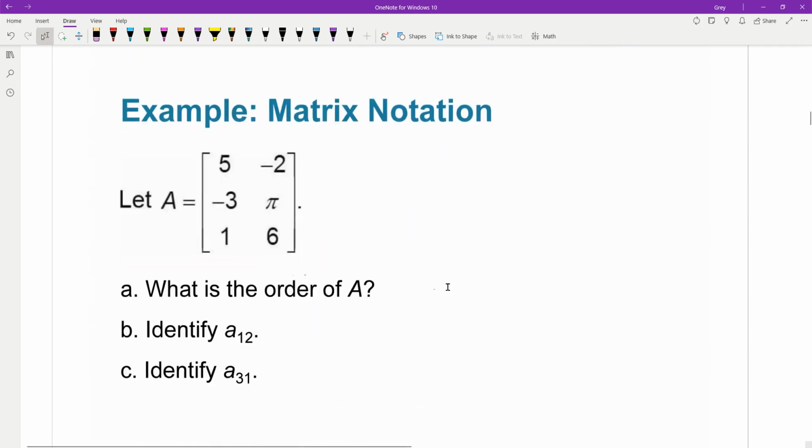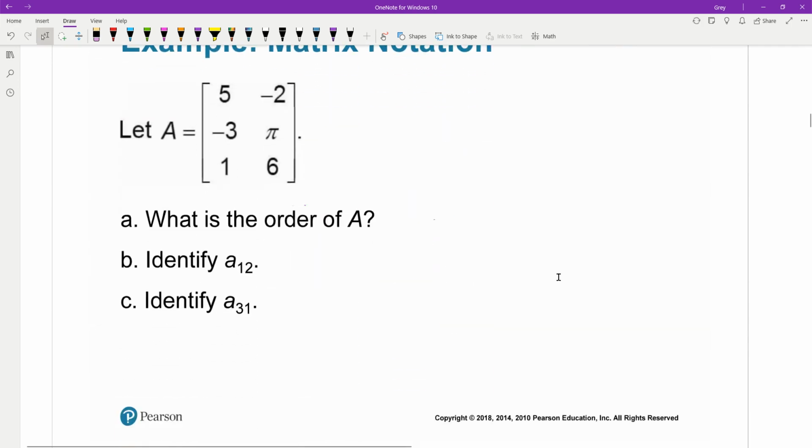So what you'll have to be able to give me, this is example 1, even though it doesn't say it. No, this is example 0. So what is the order of A? Remember, order represents rows and columns. Remember, rows are horizontal, columns are vertical. That's what you see in front of a house. So my number of rows is 3 and my columns are 2. So it's a 3 by 2 matrix.